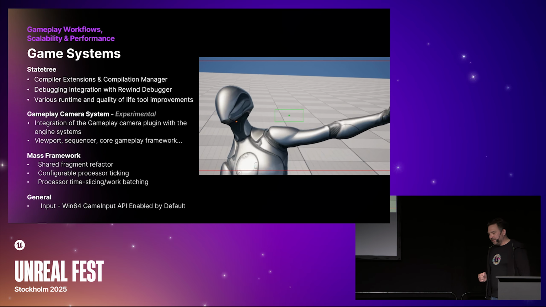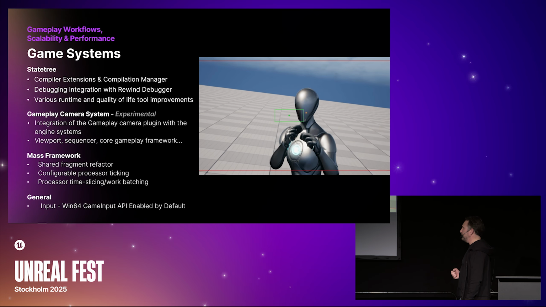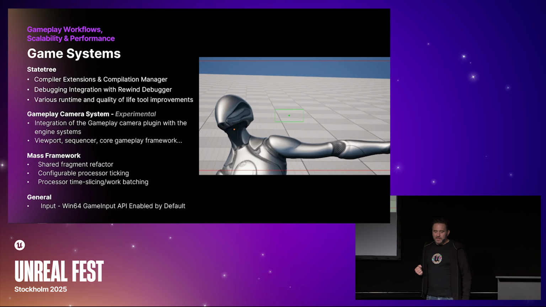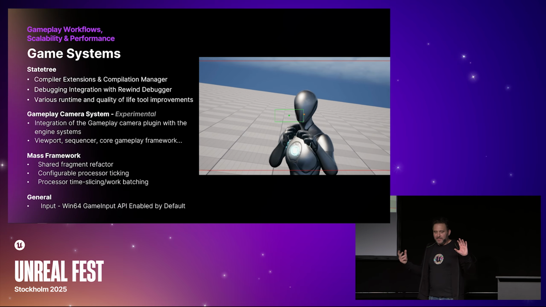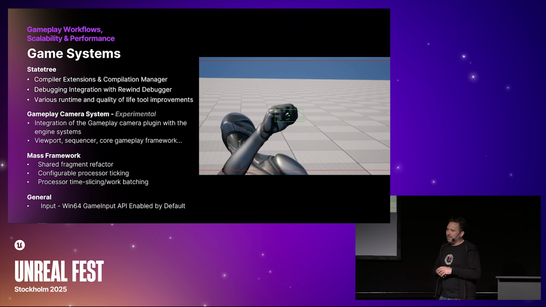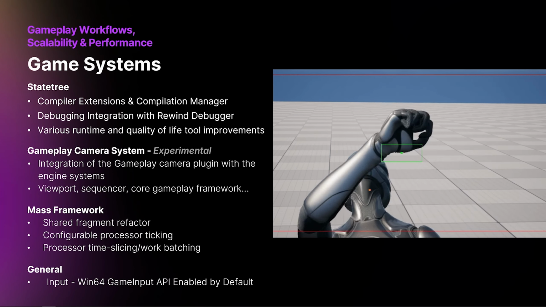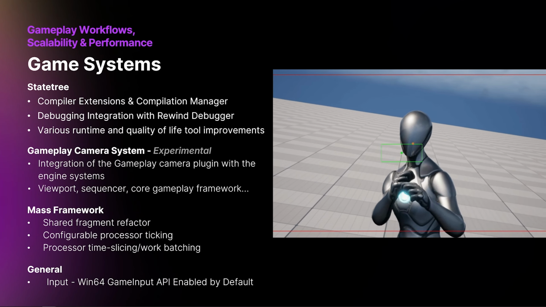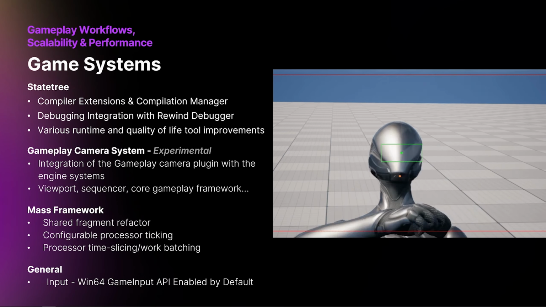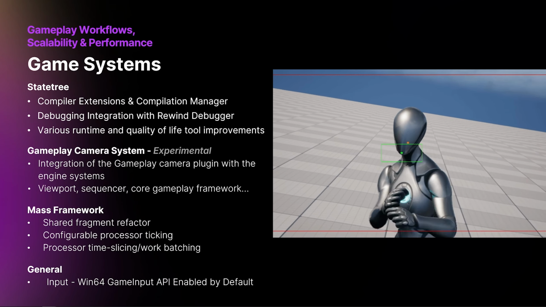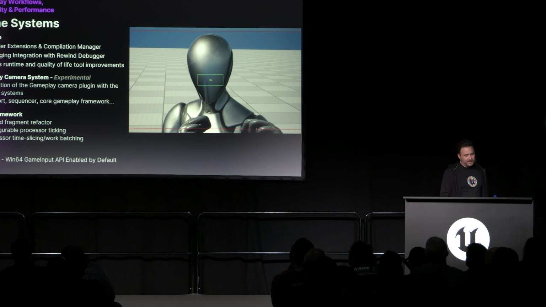Then on Mass, we have been looking at optimizing memory by refactoring the way that shared fragments are being handled, and we have better configurability for how to run it over multiple threads and all that, so we can get more performance out of the systems. And yeah, that's starting to run really well.